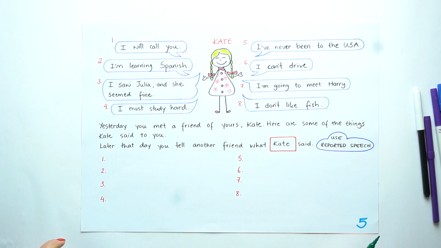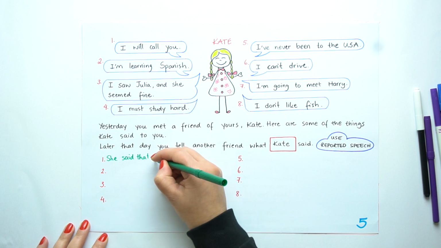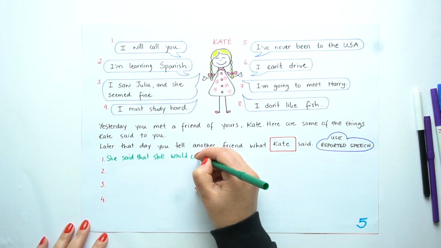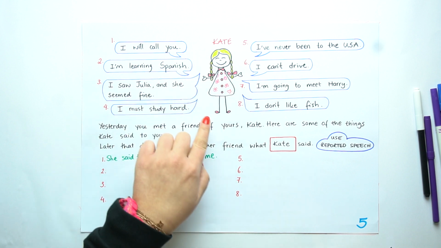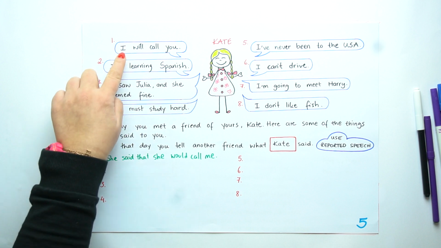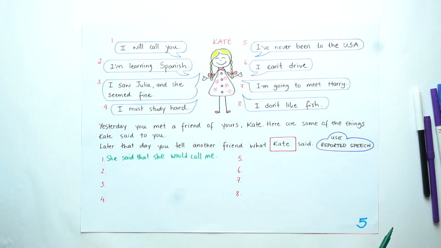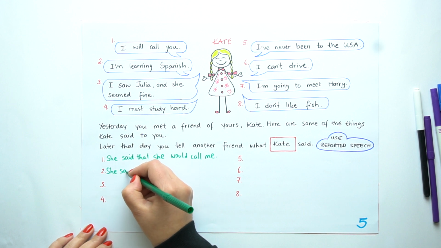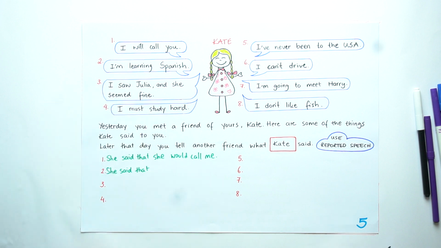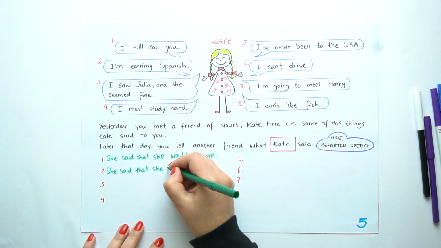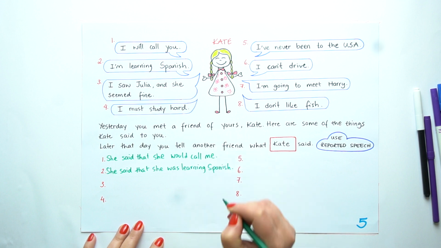I will call you. So, she said that she would call me. All right, it's not you anymore. It's not I anymore. Because here I'm reporting what Kate said. So it is she, and of course, as she was talking to me, we have to use it with me, all right? I'm learning Spanish. She said that. What is the past form of am learning? Was learning. She said that she was learning Spanish. So present continuous becomes past continuous.